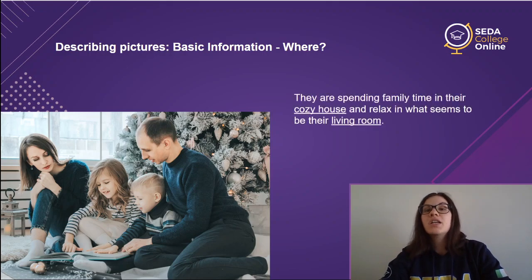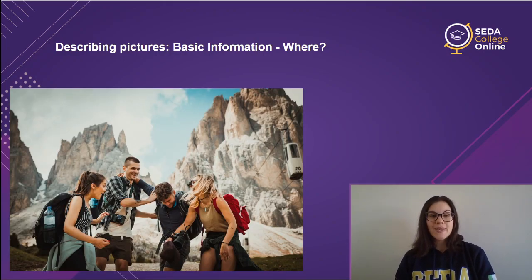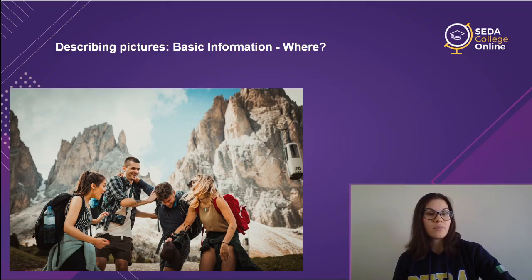My example here is they're spending family time in their cozy house and relax in what seems to be their living room. So I have two pieces of information regarding where: I have house and the living room. Now you are going to do the same for our next picture. Take a minute and write. Where do you think these people are according to the information that you have? Okay, where could they be? Where might they be?